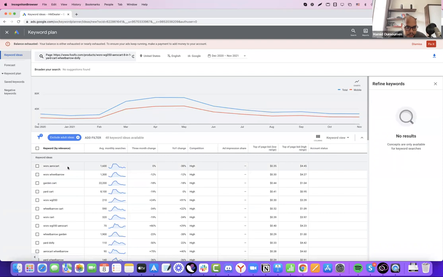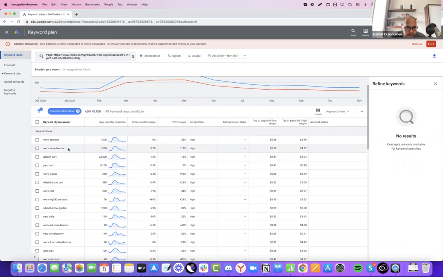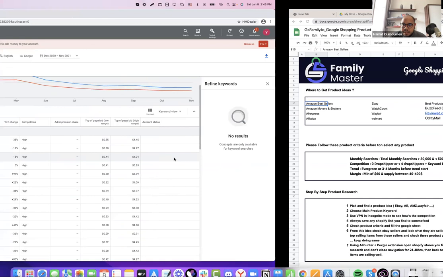This works. Are you cart? There is garden carts, yard carts. So it's time to start selling this type of products from the trend of the last year. Okay. There is garden carts. Let's try to find the carts.